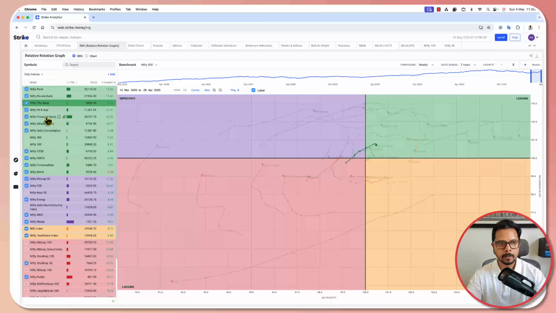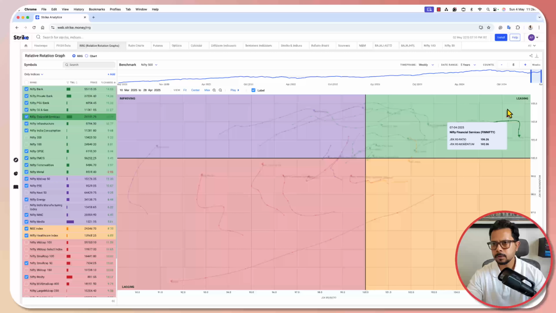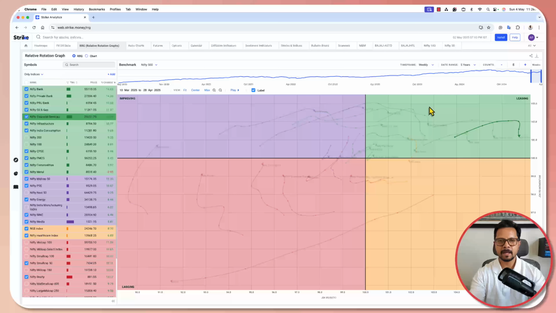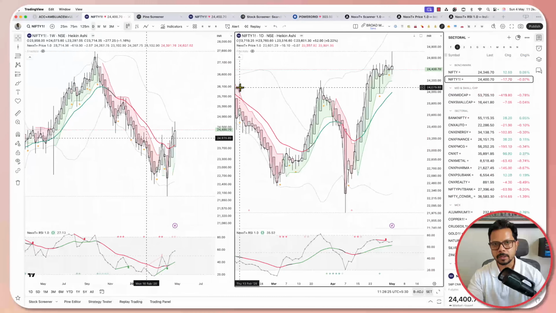I'll add up Nifty Financial Services also. It looks very similar to the Bank Nifty. By the RRG graphs, it means they have been outperforming the CNX 500. That's number one. And recently, over the last 2 to 3 weeks, they might be slowing down. With this understanding from the RRG graph, we should go to the real charts.